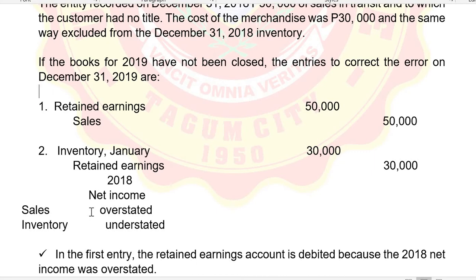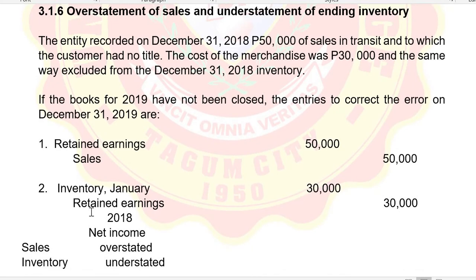Okay? Pero, for 2019, kasi na-record mo yung sales sa 2019, di ba? So, if totally books have not been closed, gawin mo lang is to debit retained earnings kasi with respect to sales, overstated yung sales mo sa 2018. No? Then overstated yung net income mo. So, overstated din yung retained earnings. Okay? So, and that sales should be recorded in 2019. Diba? So, you should recognize sales for 2019 for 50,000.